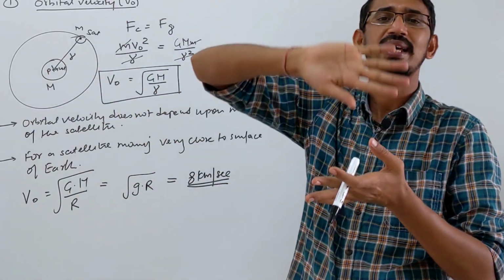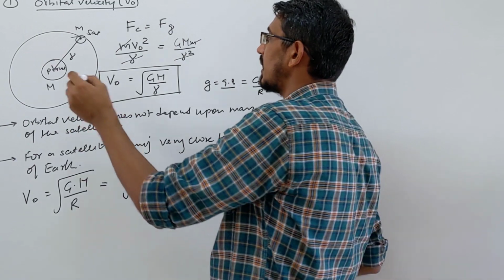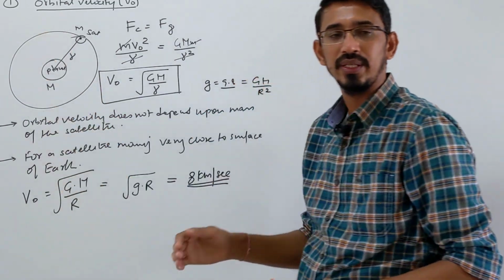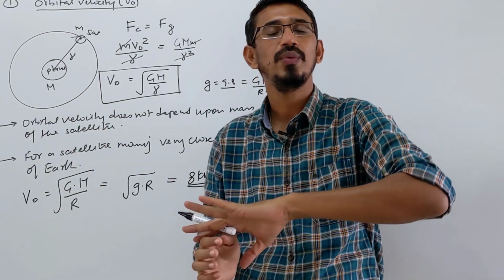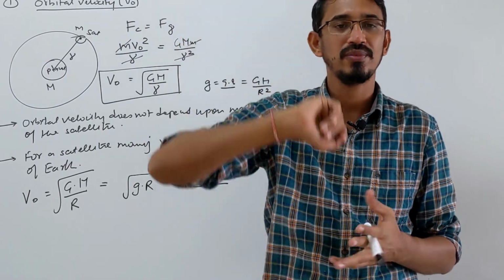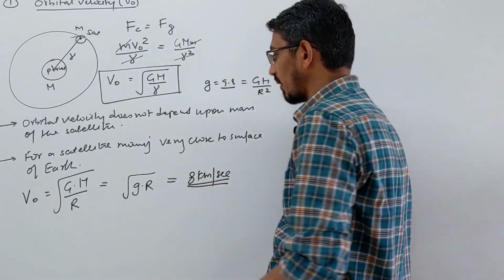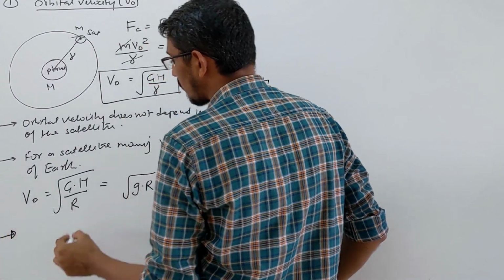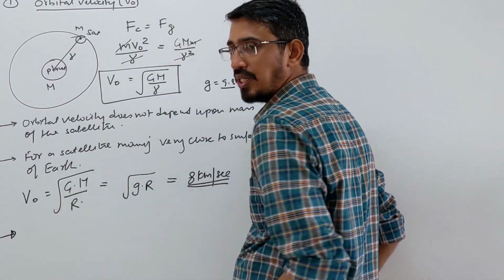Suppose the height is rising, okay? The distance of this satellite is increasing from earth, right now. Suppose that they say satellite is moving around earth at h height above the surface, then what is the new orbital velocity? So see, look here, in this formula what will change? Only this r will change, right now.